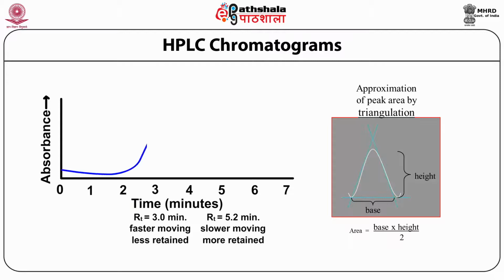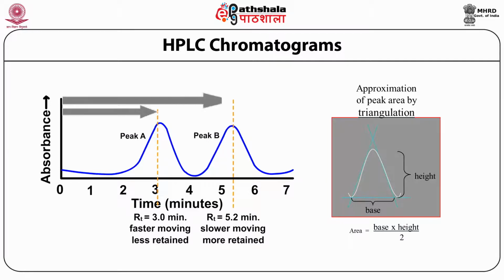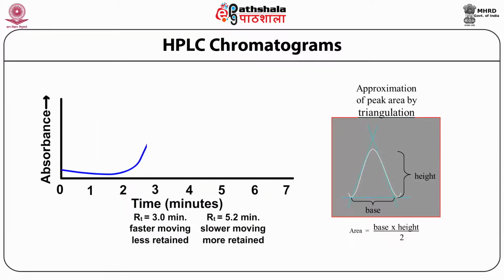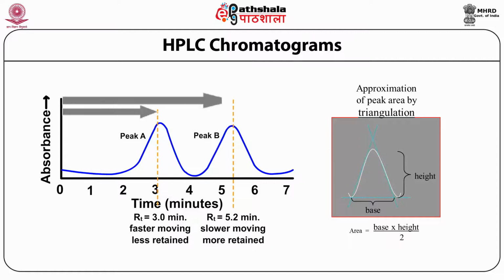The faster moving compound is less retained in the column, and the slower moving one is more retained. Basically, if it has more affinity towards the column, it goes slowly, as I told you before. Usually the peak area is quantified by a simple equation, base times height divided by 2, but this is a pretty old method. We use different parameters to scale the area of a peak, or sometimes we even use the peak height to quantify the amount of substance.